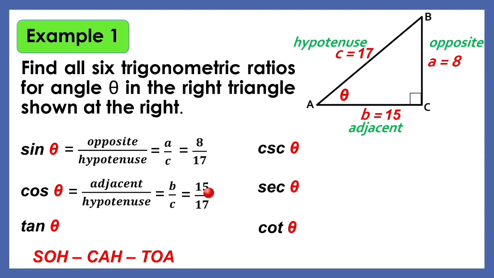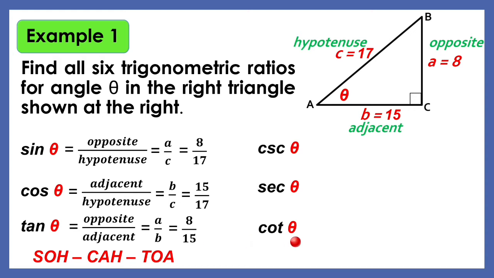Next is tangent, or we will use the TOA, opposite over adjacent. Ano yung opposite with respect to our angle? Opposite is A, adjacent is B. So, we have A over B, and then substitute lang natin yung mga given values. A is 8, and B is 15. Therefore, the ratio is 8 over 15 or 8 is to 15.